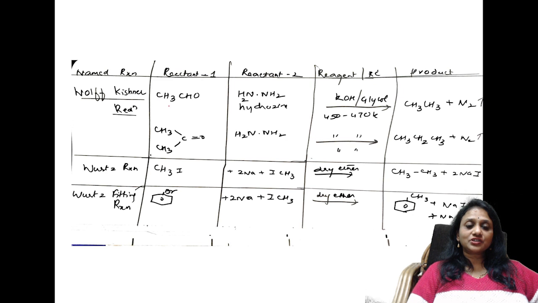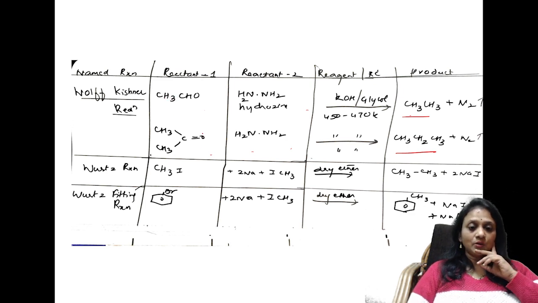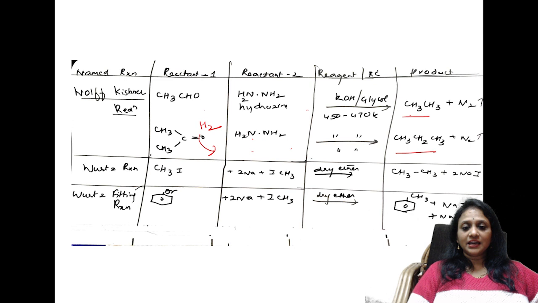In Wolff-Kishner reduction, remember there are two: Clemmensen reduction and Wolff-Kishner, both will prepare alkanes. So in Wolff-Kishner reduction, you have hydrazine in the presence of potassium hydroxide, a strong base, and a glycol as a solvent. So Wolff-Kishner reduction is used to prepare alkanes from aldehydes or from ketones. How? This oxygen is released, this hydrogen, whatever is there, comes and adds to this, and the leftover nitrogen gas is out in both the cases.